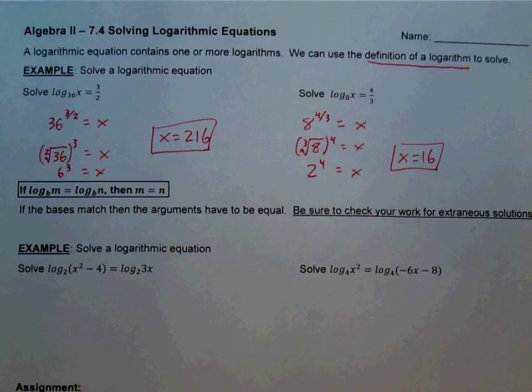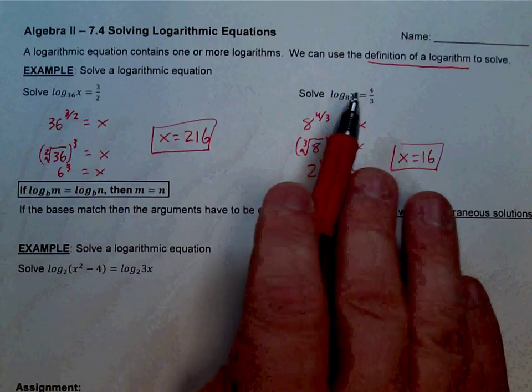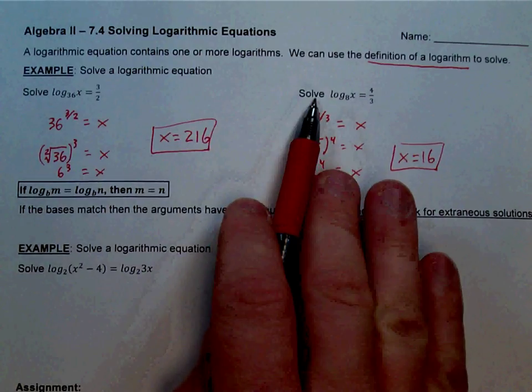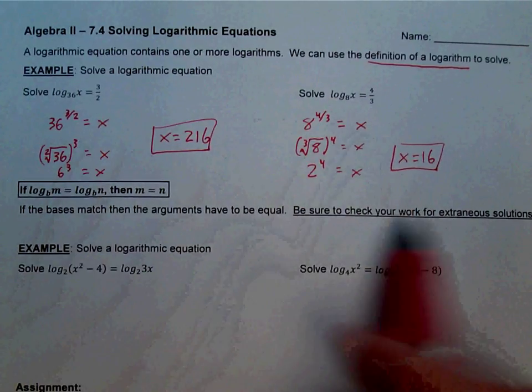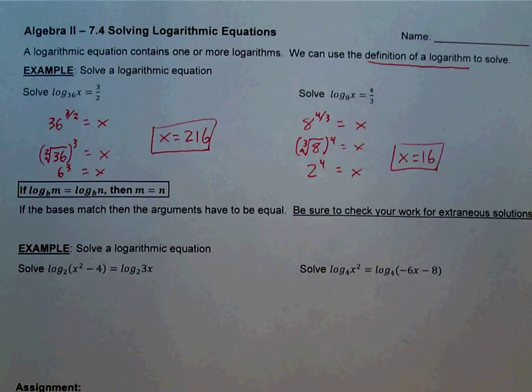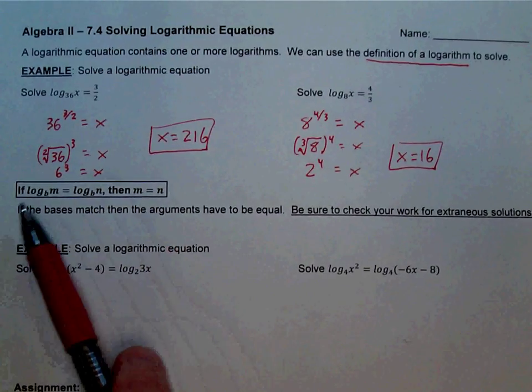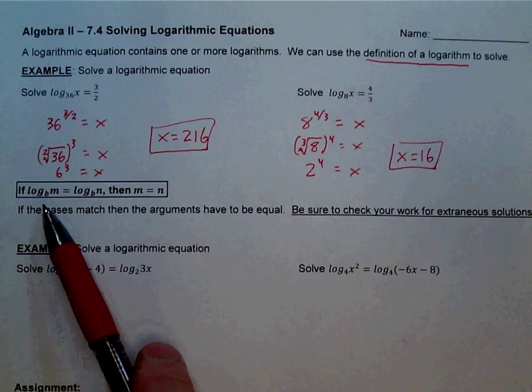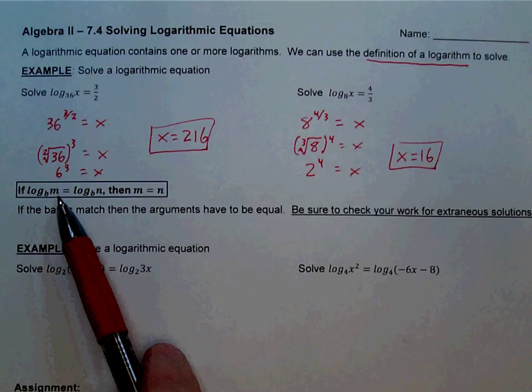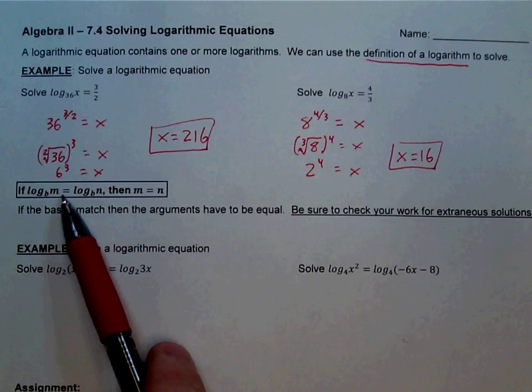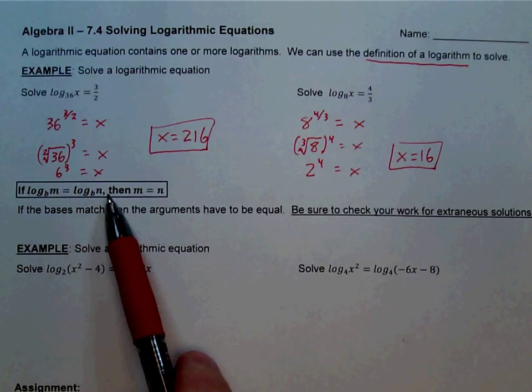So if there's just a single log, like those two problems are, you can rewrite it as an exponential and solve it that way, remembering the rules we had from last chapter. The next section, you can see here in the box, I've got a property for what we do if there's a log on both sides. Notice it says if log base b of something, I just gave it an m, is equal to log base b of something else, an n.